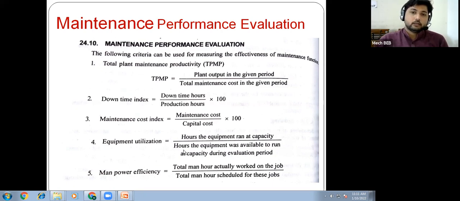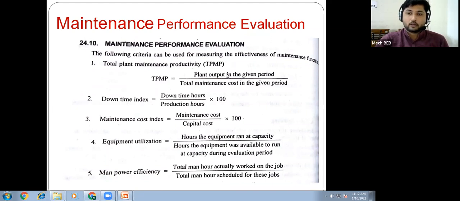So first parameter is total plant maintenance productivity. Okay, total plant maintenance productivity. So in the short form, it is called TPMP. Okay, TPMP, total plant maintenance productivity. So TPMP will be given as plant output in a given period.